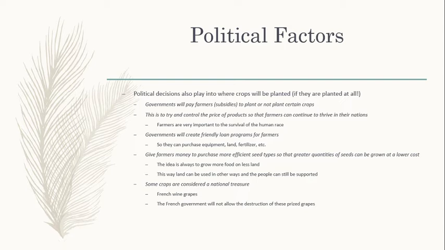So some crops are considered national treasure. French wine grapes. The French government will not allow for the destruction of these prized grapes. Wine is a very big export from France. Champagne is another very large export from France. Champagne is actually only just sparkling wine. It is wine that has been carbonated, but if it does not come from Champagne, then it is not considered Champagne. Champagne is a city.